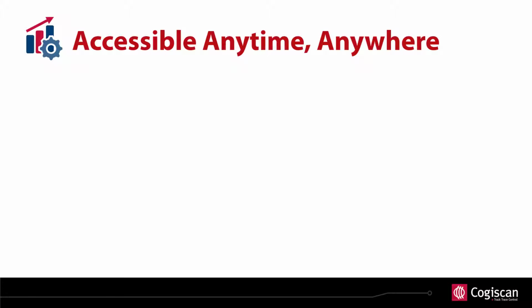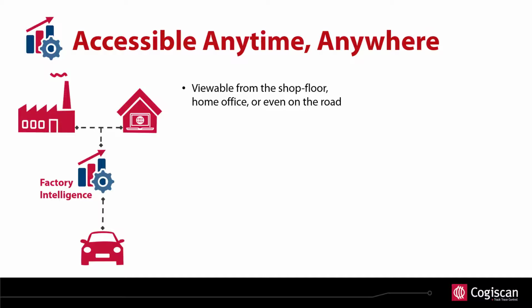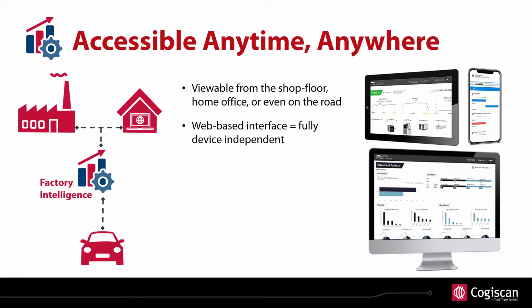Factory Intelligence lets you easily view dashboards from anywhere, whether you're in the factory, your home office, or even on the road. And its web-based interface means that you can view it on any device with a web browser, including PCs, tablets, and mobile phones, with built-in responsive display technology that automatically shows screens in the right size and layout for the device you're using.